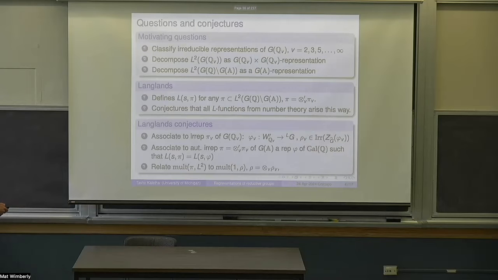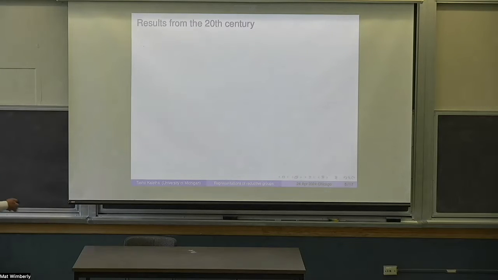And now I want to start explaining results towards these conjectures, starting with classical results in the 20th century. So the first batch of results go back to Langlands and Harish-Chandra, and they were trying to classify the irreducible representations of G(Q_v). So this was question number 1 on the previous slide.